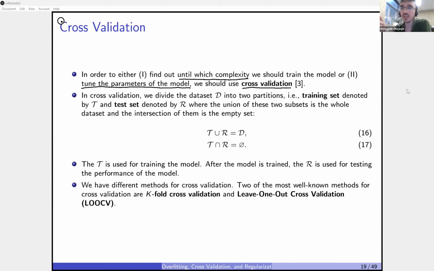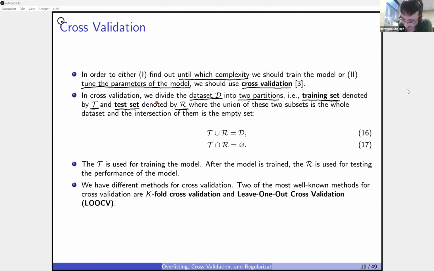Or you might have some hyperparameters in your algorithm. You want to tune them, find the best parameters of your model. Then you need cross-validation in these two cases. Okay, in cross-validation, we divide dataset D, assume we have a dataset D, in two partitions. One of them is the training set, denoted by capital T here, and one of them is the test set, denoted by R.